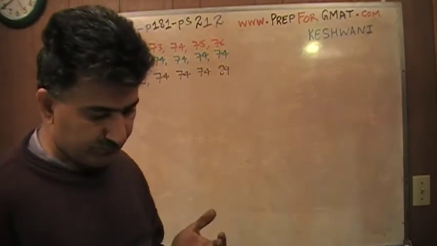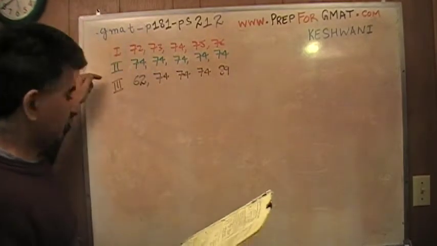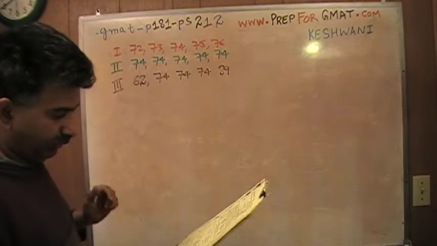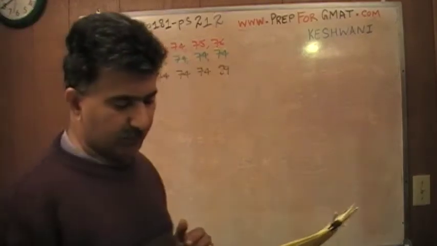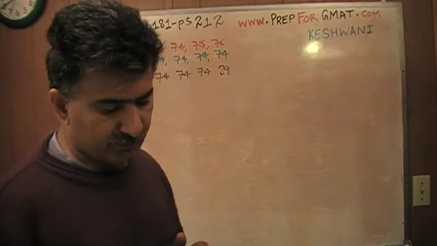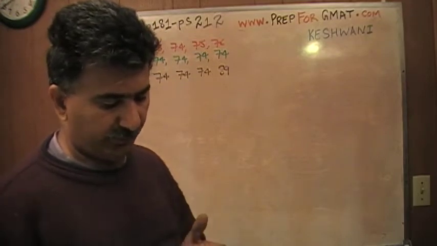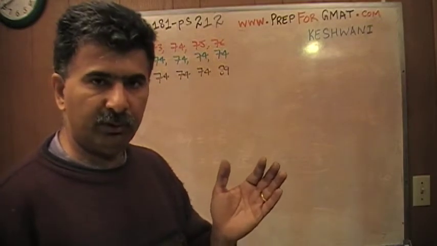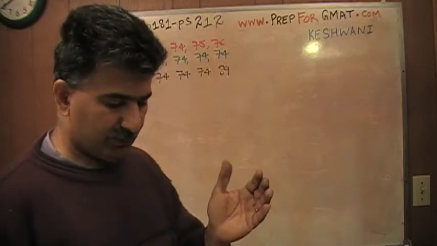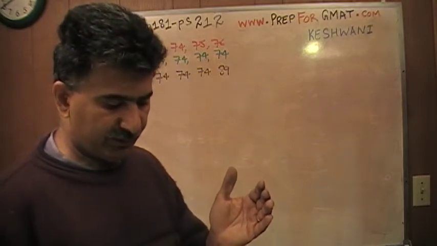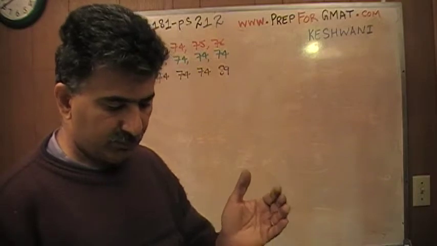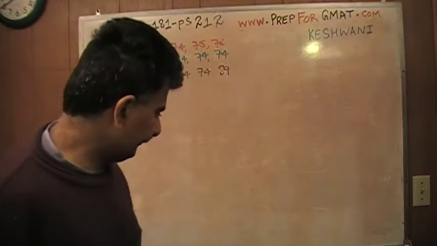And the question simply is, the data sets 1, 2, 3 above are ordered from the greatest standard deviation to the least standard deviation in each of the following. In other words, they're giving you the order of these three sets, and our job is to find a scenario where the standard deviation is greatest to the least. Well, let's take a look at it.